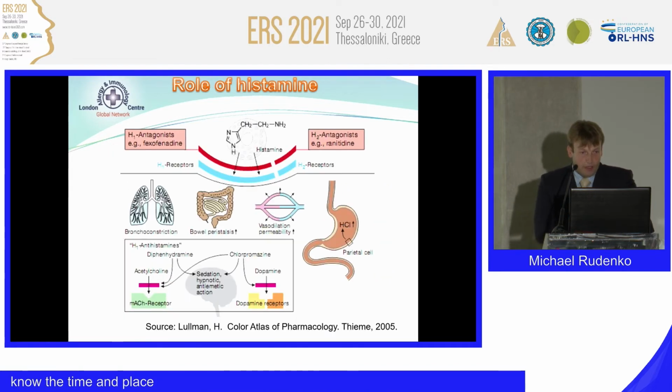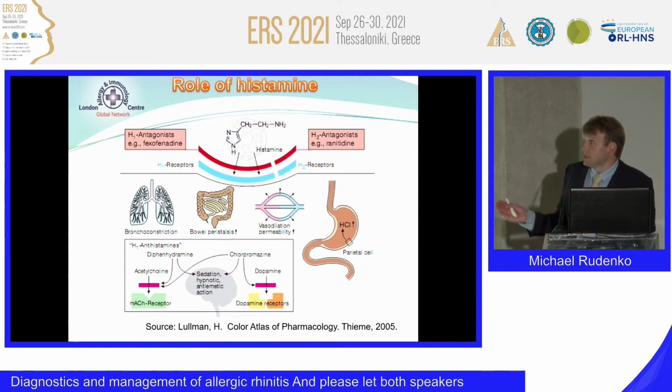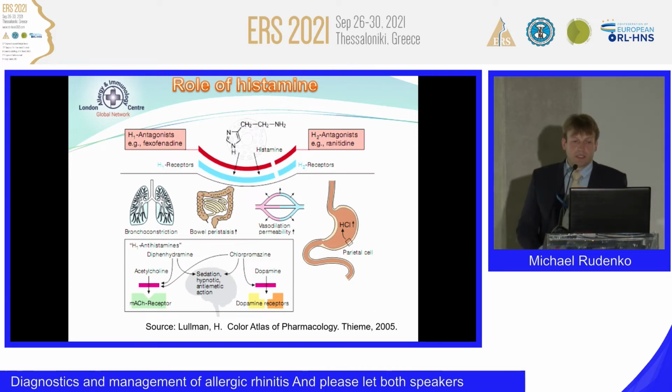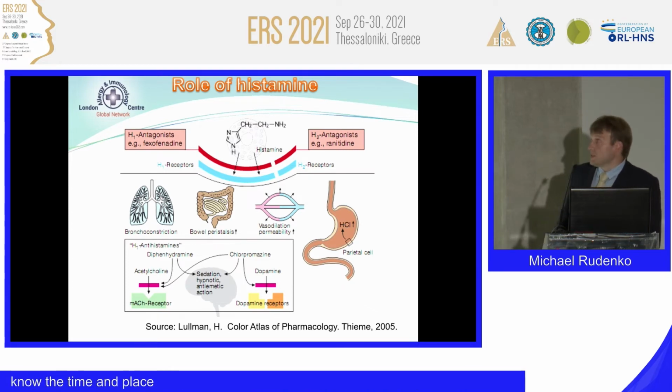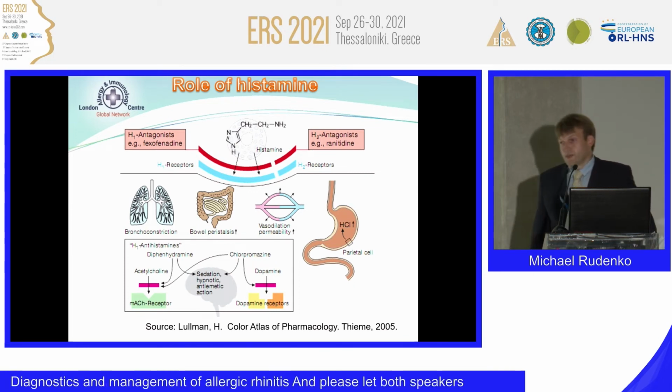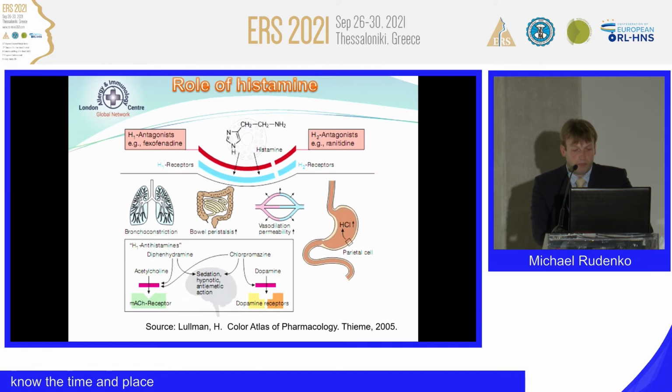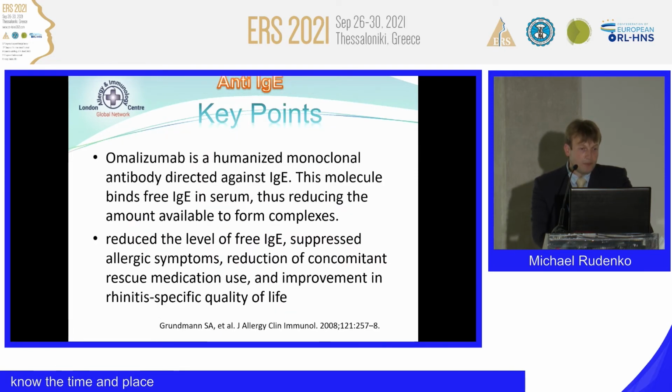So the next point is just to show what antihistamines are doing. Obviously, as we discussed, they're blocking receptors on blood vessels and nerves, and there is a role of H1 and H2. We don't necessarily need H2 antihistamines for allergic rhinitis. They're mainly used in other conditions, but theoretically, they can be used as an add-on if needed.